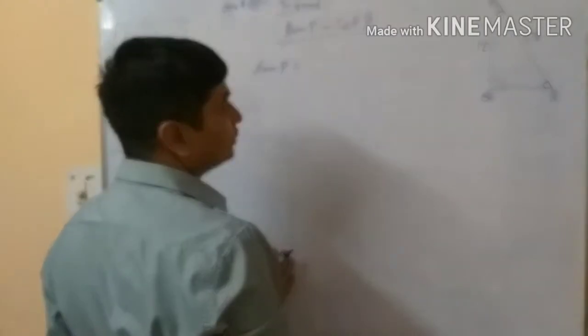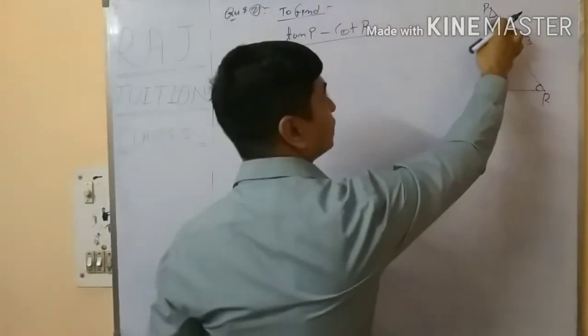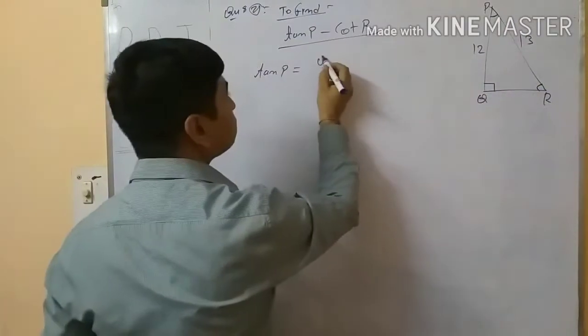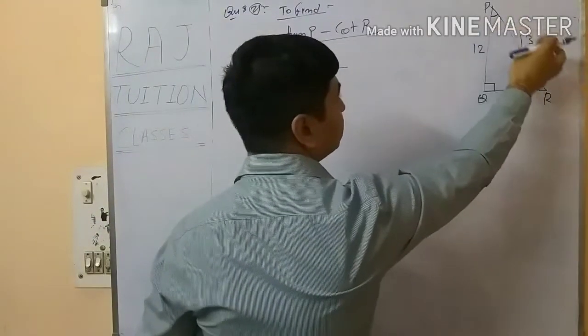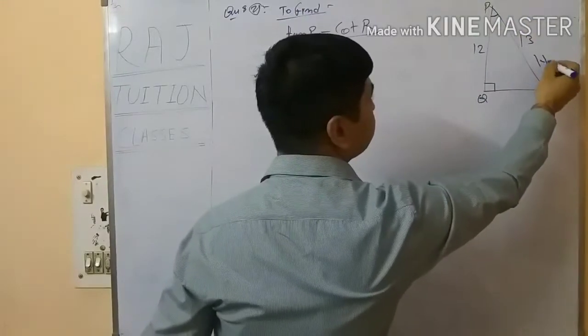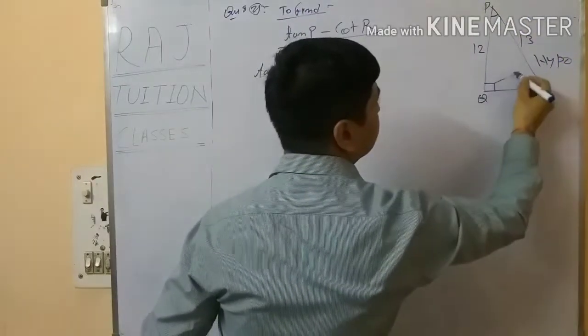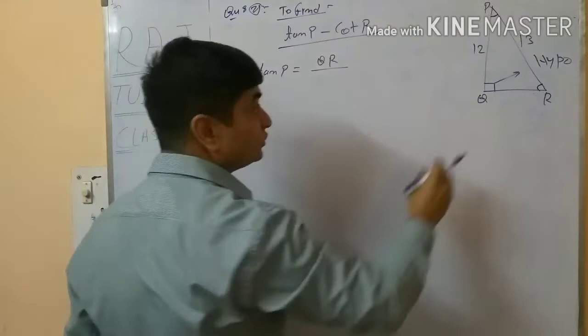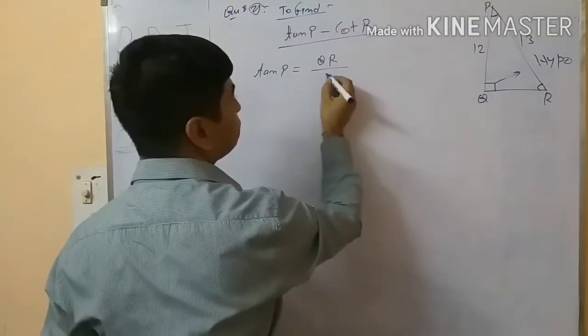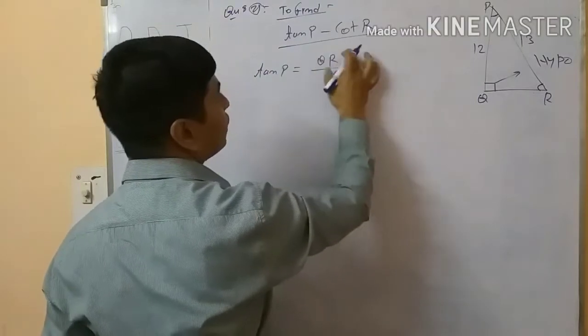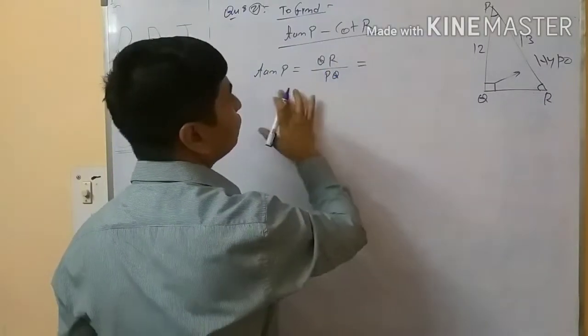And what is tan P? Side opposite to angle P divided by side adjacent to angle P. This one is the hypotenuse, as we know. The side opposite to 90 degrees is always the hypotenuse. So the side adjacent will be PQ. So QR upon PQ will be the value of tan P.